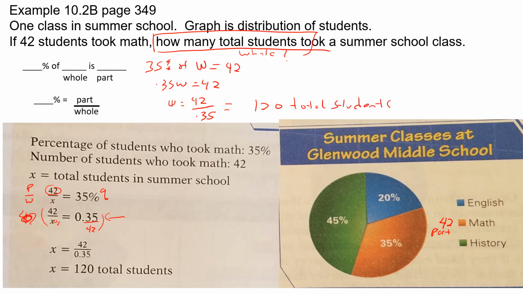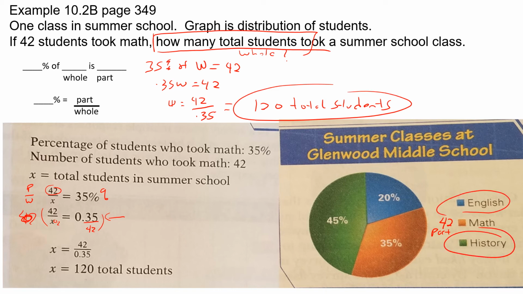So we know that 120 students took summer school. 42 of those 120 took math. And from there, if you know the total, you could find out how many took English, right? You can find out how many took history at this point.